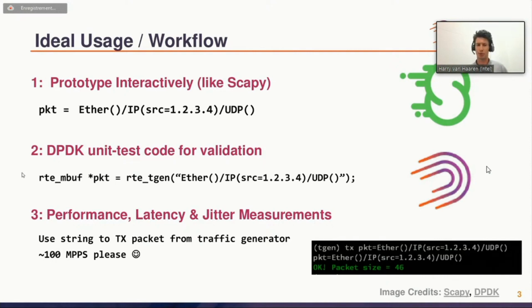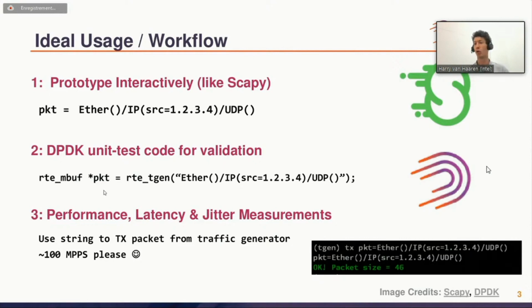I wanted one simple command to be able to generate this packet for me. That's my second use case. So if we had a library, for example, RTEDGEN, that we pass a string, ideally that same string as I typed before, SCAPI-like, and it just gives me an MBUF back, or a burst of MBUFs back perhaps, then that would be really useful for me.